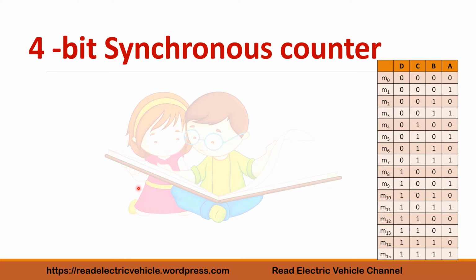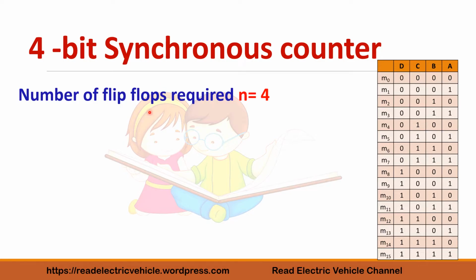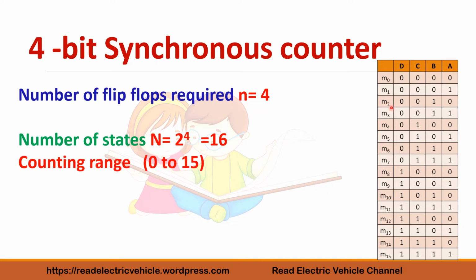For a 4-bit synchronous counter, the number of flip-flops we require is 4. Number of states is 2 power 4, that is equal to 16, and it counts from 0 to 15. Totally 16 combinations will be there. Since there are 16 states, we call it a Mod-16 counter.